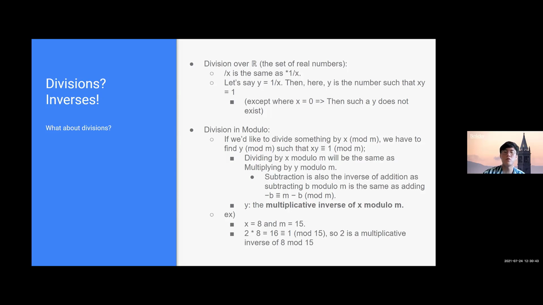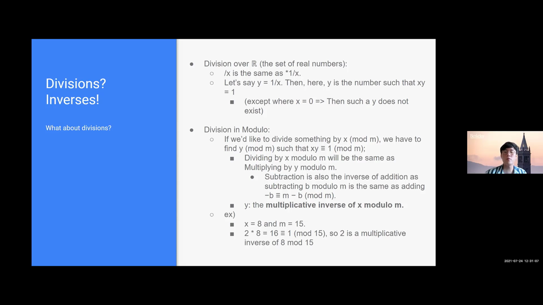So when you do the division over reals, as I told you, dividing by x is basically the same as multiplying by 1 over x. So if you say 1 over x is equal to y, then you can assume that y is the number such that x times y is equal to 1. Of course, there is an exception. You cannot do division by 0. Then such a y does not exist because you cannot define division by 0 over the integers or reals, right?